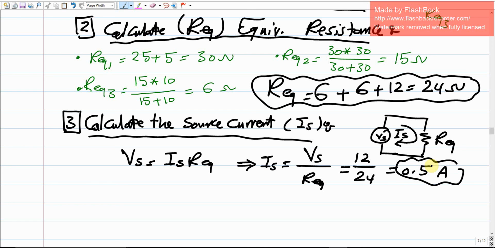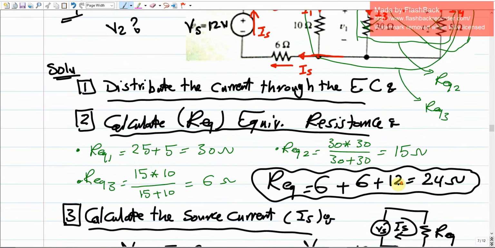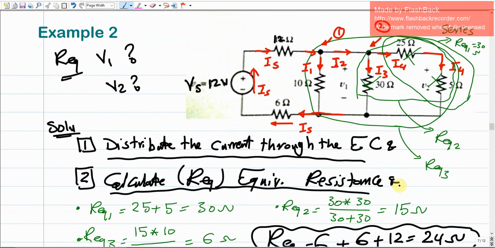Make sense? So this is for the first three steps that are fixed for any electrical circuit, using analysis of any resistive circuit using the equivalent resistance method. Now the objective is just to find values for V1 and V2. What is V1 and V2? V1 should be the voltage over the 30, and the voltage V2 should be the voltage over the 5 ohms.